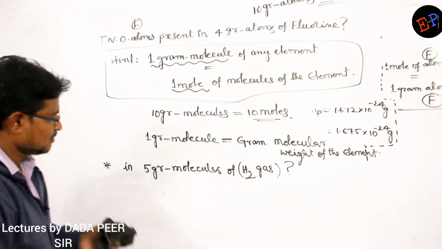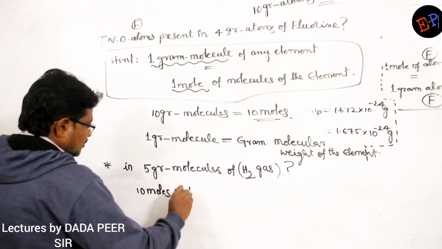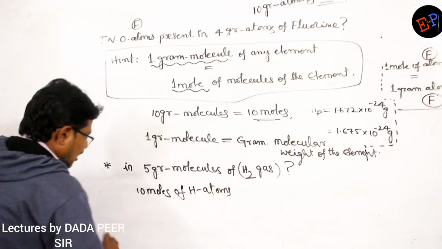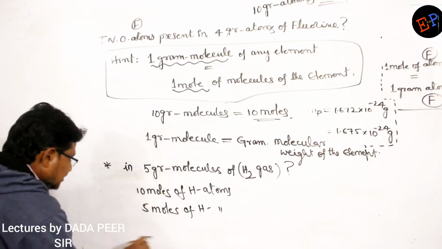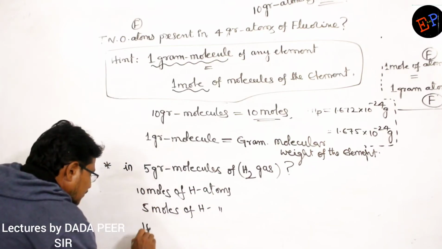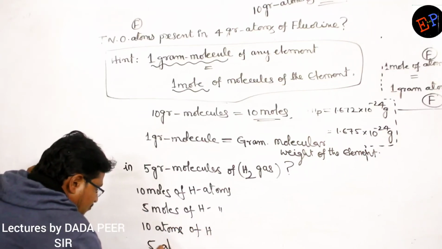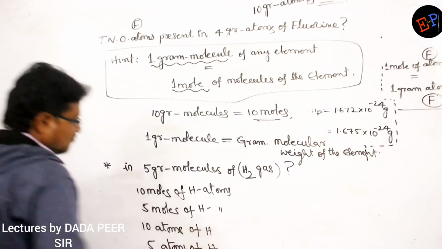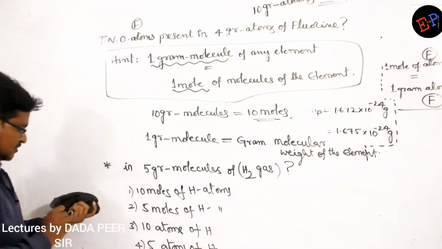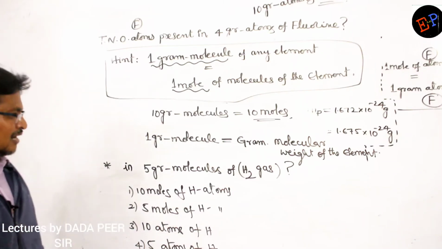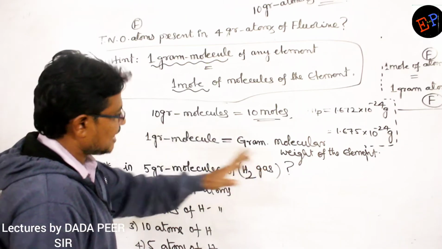Option 1, 10 moles of H atoms. Option 2, 5 moles of H atoms. Option 3, 10 atoms of H. Option 4, 5 atoms of H. Do it fast. Calculate the total number of atoms present in 5 gram molecules of hydrogen gas.